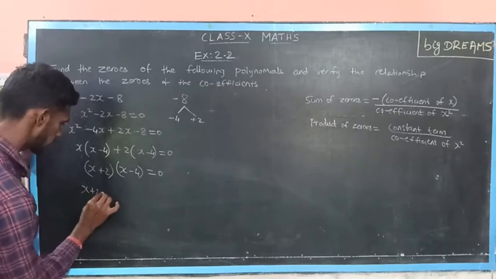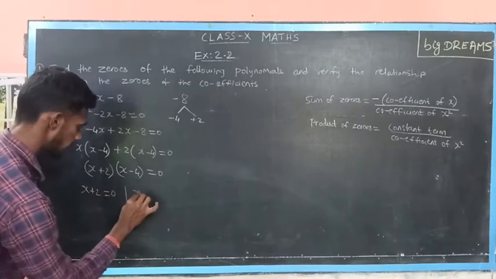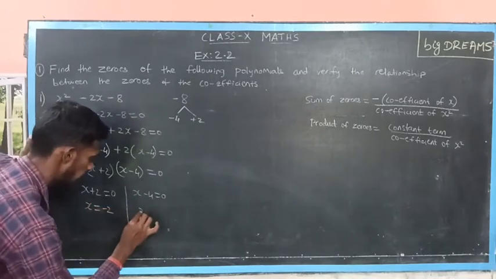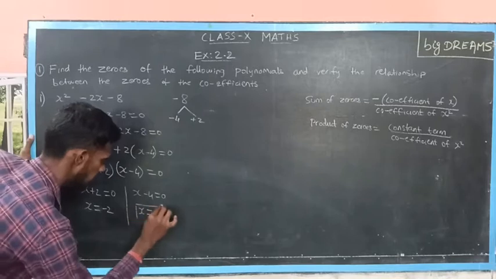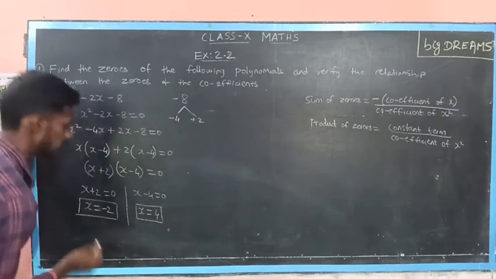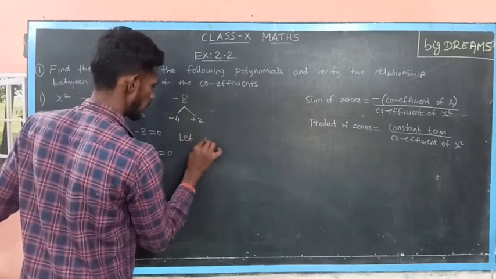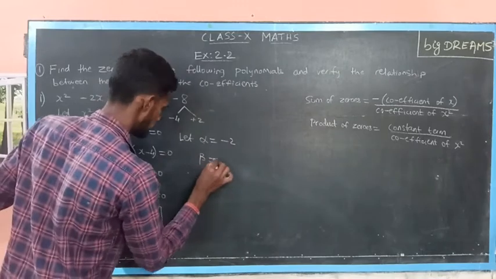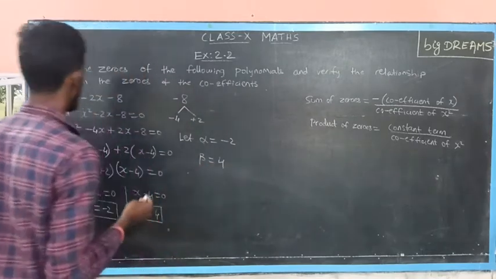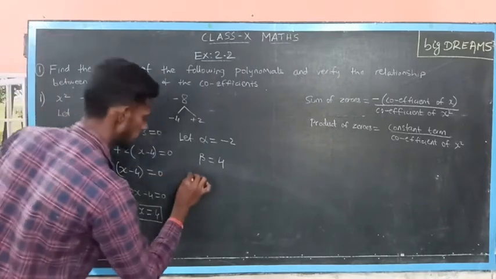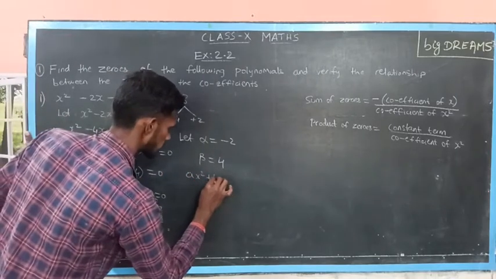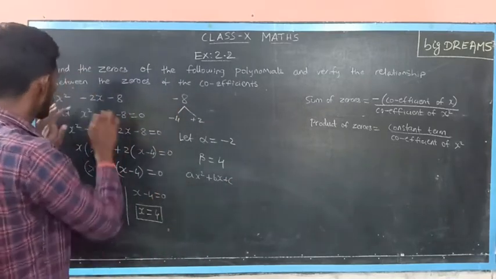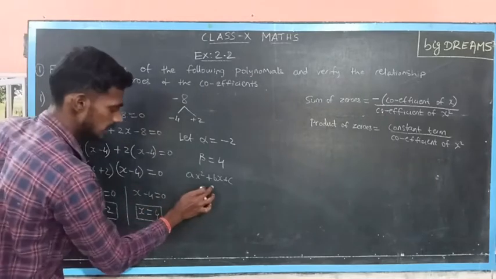Equating it separately, x plus 2 is equal to 0, then x minus 4 is equal to 0. So x is equal to minus 2 and x is equal to plus 4. These are the zeros of the given polynomial. So let us take alpha as minus 2 and beta as plus 4. Then comparing the given polynomial to ax square plus bx plus c, this is the standard form of a quadratic polynomial. I am going to compare the given polynomial with this standard form.